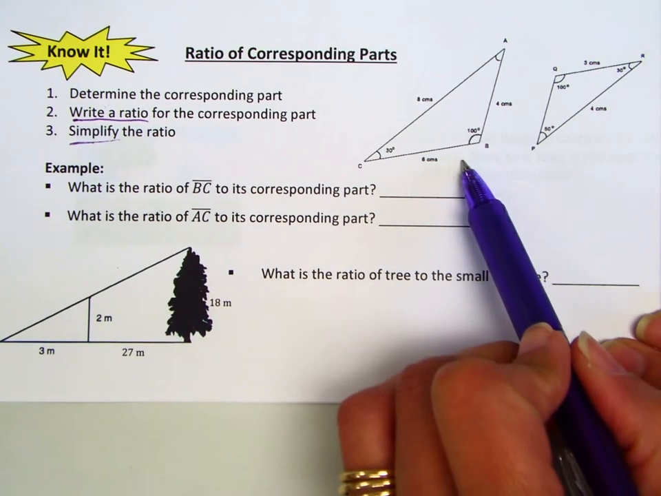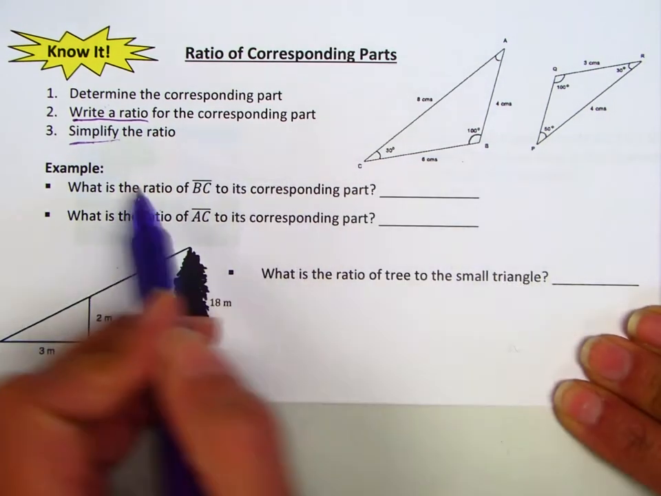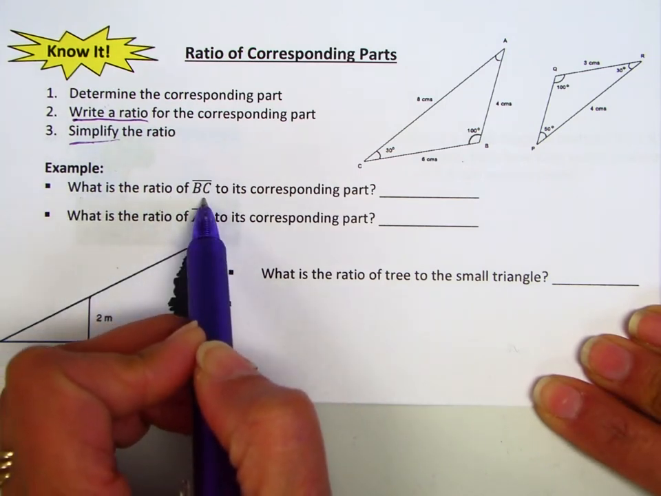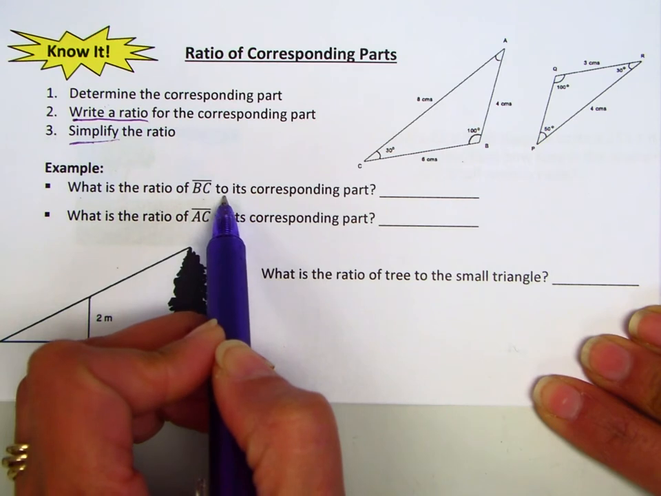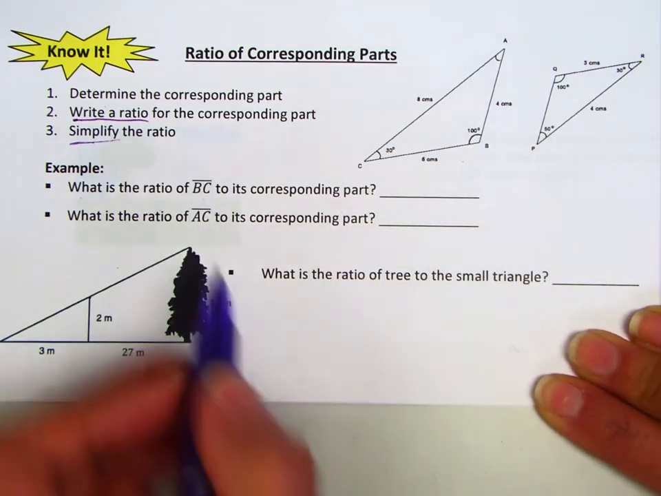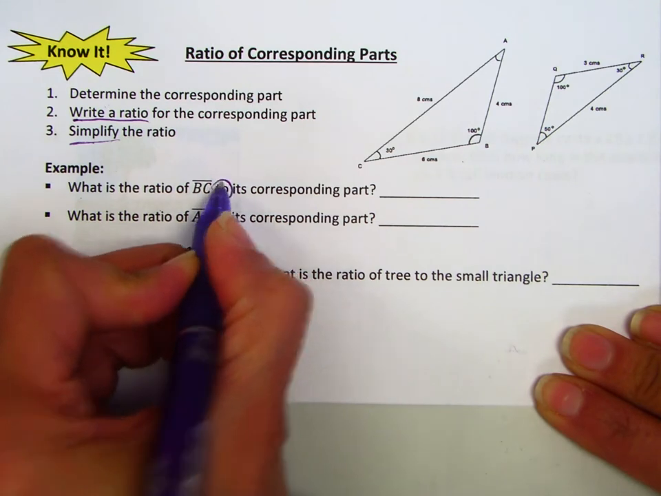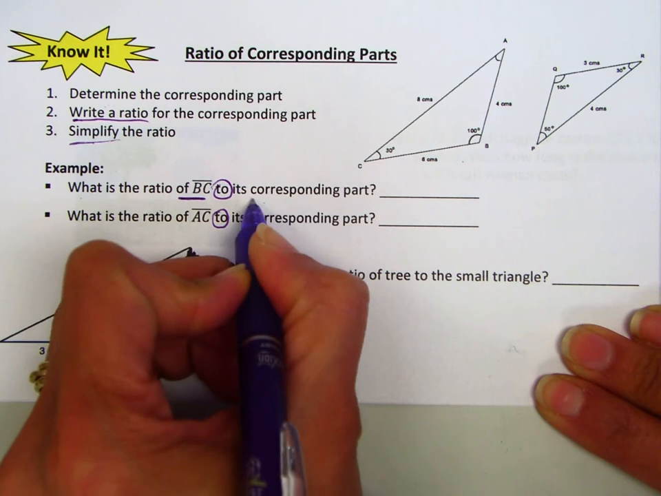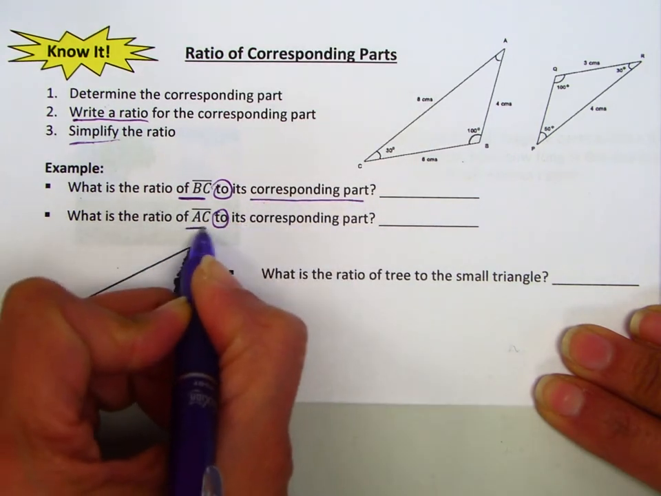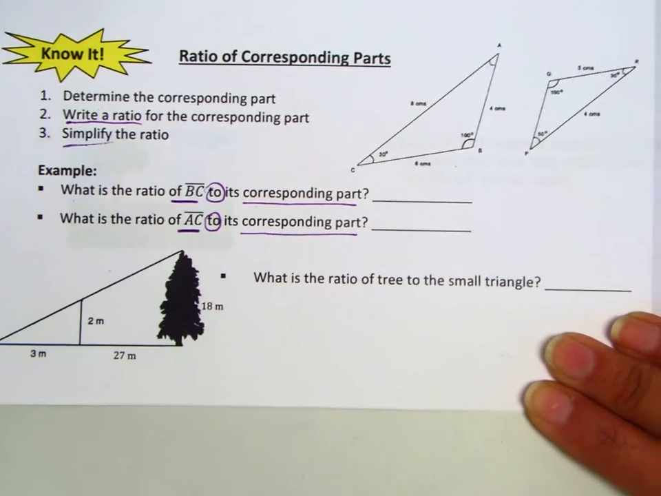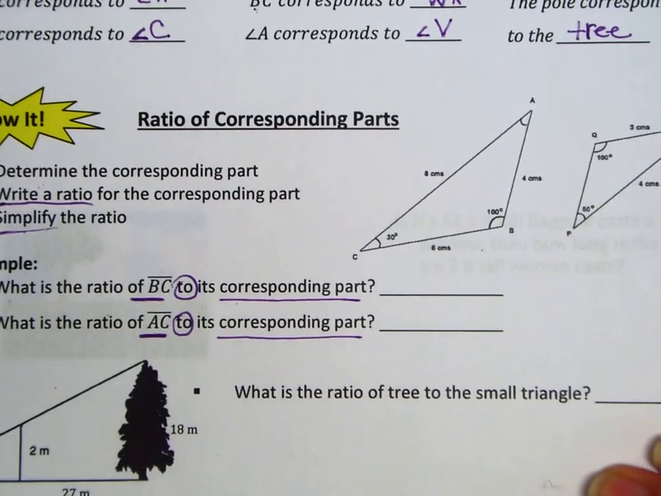So let's try it with these two triangles. We want to know what the ratio of the line segment BC is to its corresponding part. Now remember, when you have a ratio, you're always going to see this word, to. That way you know what two things you are comparing. So I look up here on my triangle, and I'm going to zoom in on it a bit so we can see it.